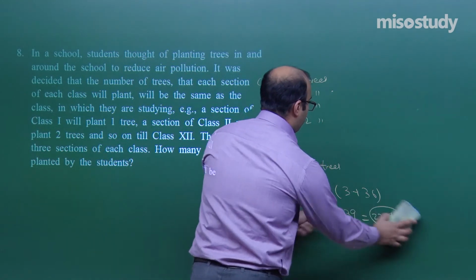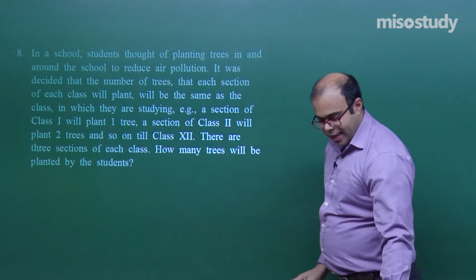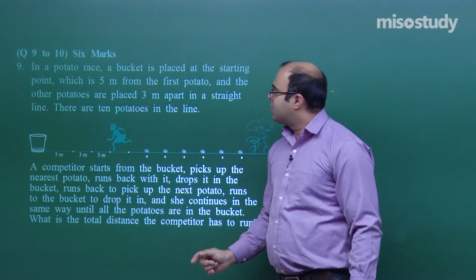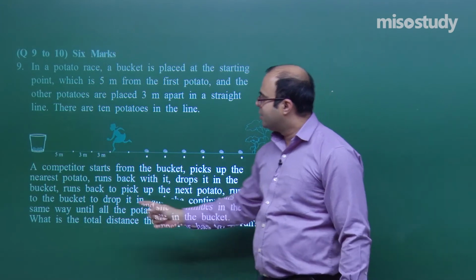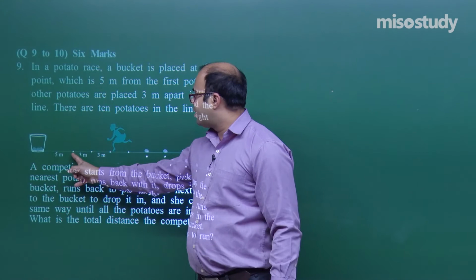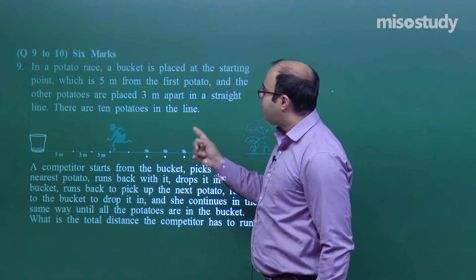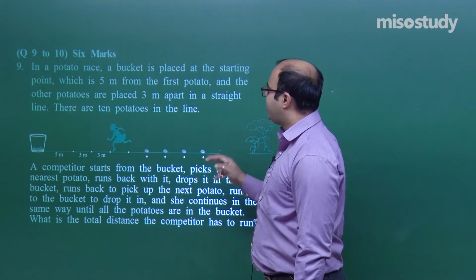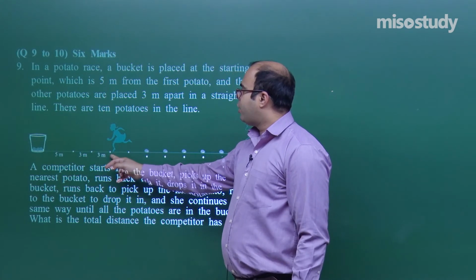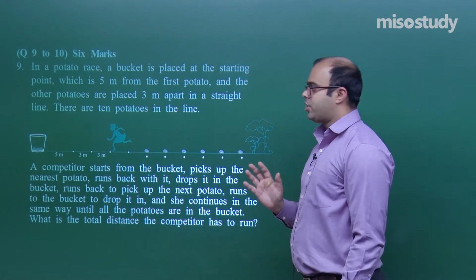Okay. Now let us move to the 9th question. The 9th question is of 6 marks. In a potato race, a bucket is placed at the starting point. This is the bucket here, which is 5 meters from the first potato. So the first potato is here. This bucket is 5 meters from here. And the other potatoes are placed 3 meters apart in a straight line. So from this first potato, the second potato is at 3 meters. The third potato is again at 3 meters from the second potato. And so on, we have placed many potatoes at 3 meter distance.